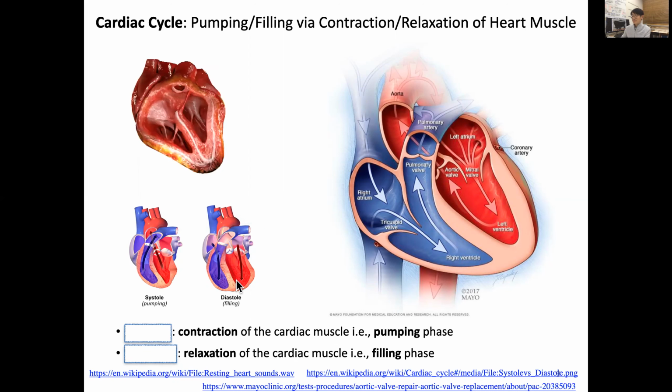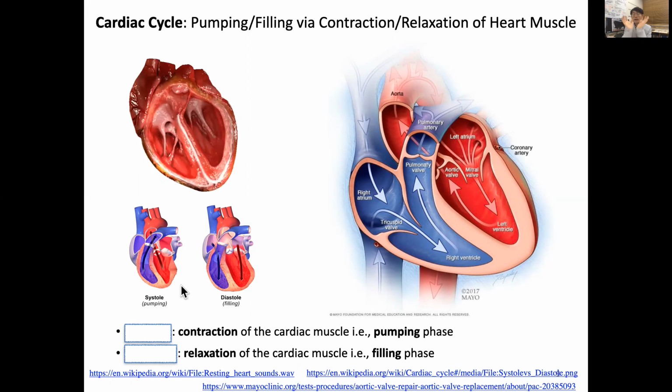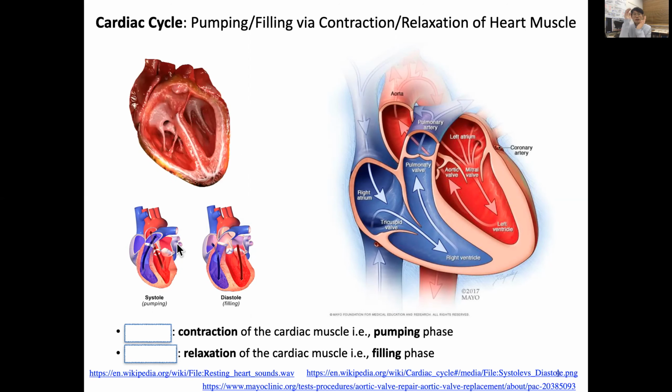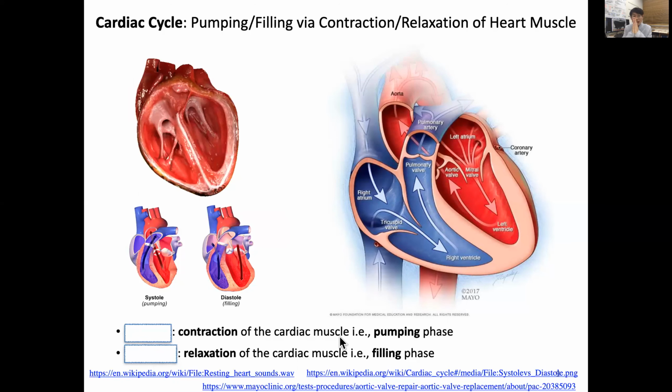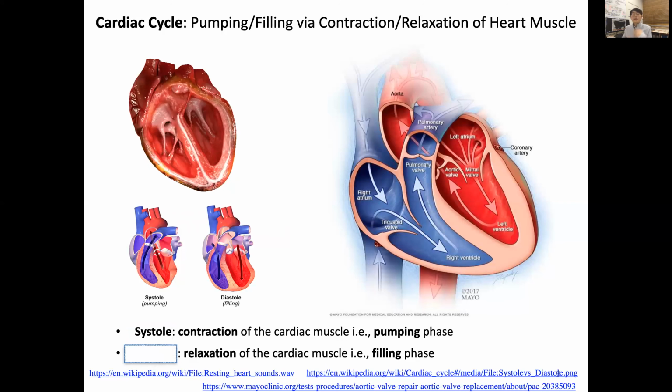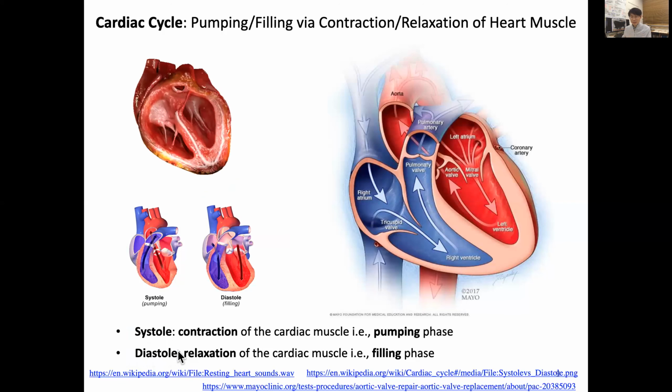And so we can consider two phases of the heart. First, these ventricles are pumping, okay? This pumping is phase one, and then filling the chamber with blood is the filling phase. This pumping requires the cardiac muscle to contract, and that we call systole. And the filling with blood requires the cardiac muscle to relax, and that we call diastole.